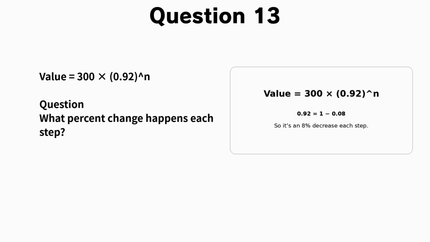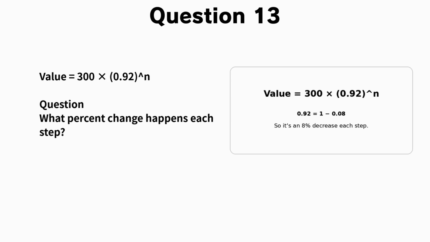Question 13. We are given an exponential model. Value equals 300 times 0.92 to the power of n. The question is, what percent change happens each step? Before doing any calculations, pause and read the model carefully. This time, we are not asked to find a value. We are asked to interpret the multiplier.